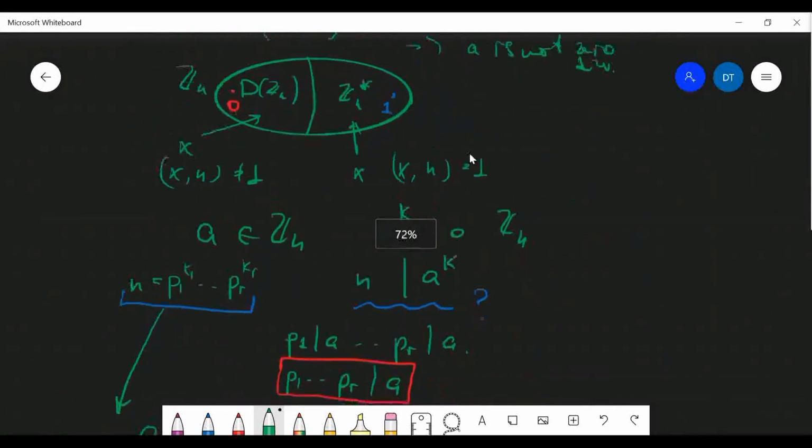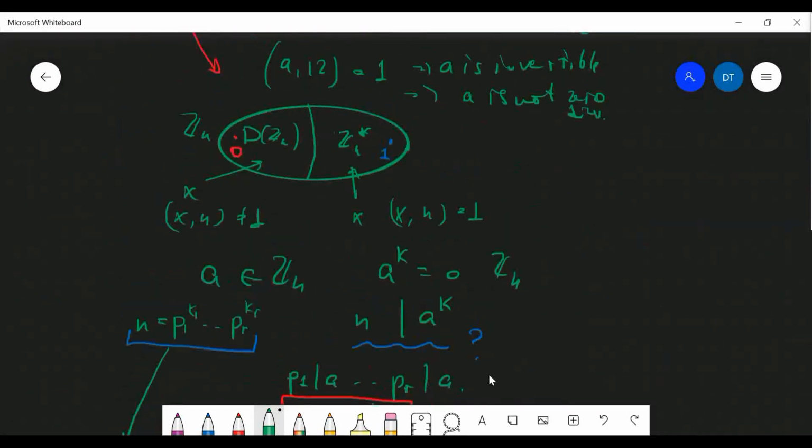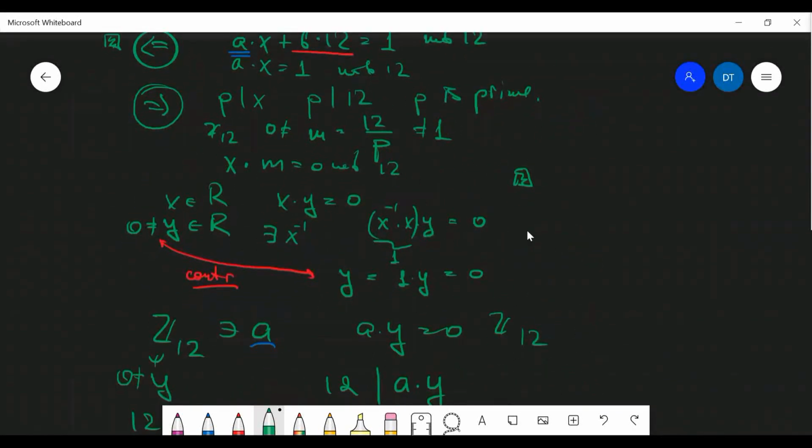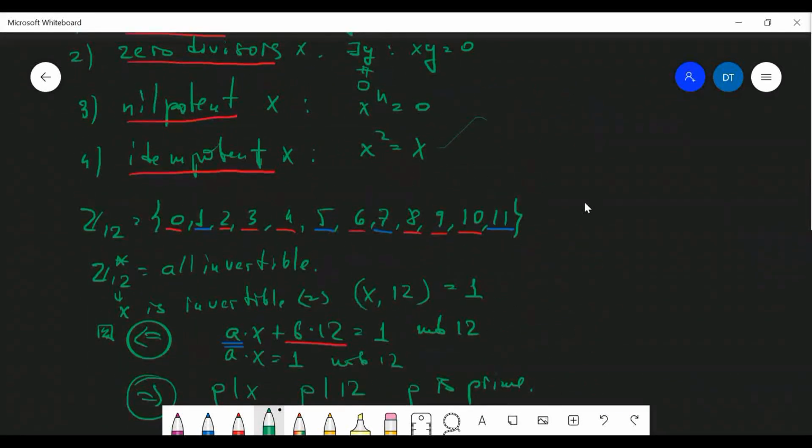So let me denote this on the picture. So the nilpotent elements are these. This guy and this guy are nilpotent. And all the other elements are not nilpotent. Are there any questions regarding this?